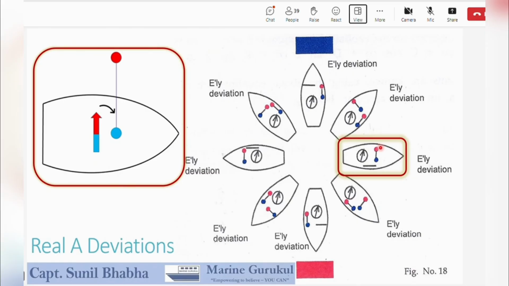Sir, just one question. In the diagram on the right side, it is getting a little confusing for me, because it's showing the red pole of the compass and the red pole of the athwartship beams. I agree, Abhishek. That is why I am showing you the zoomed in diagram.